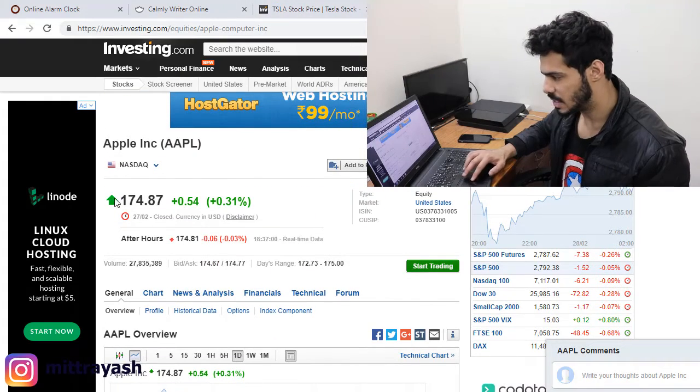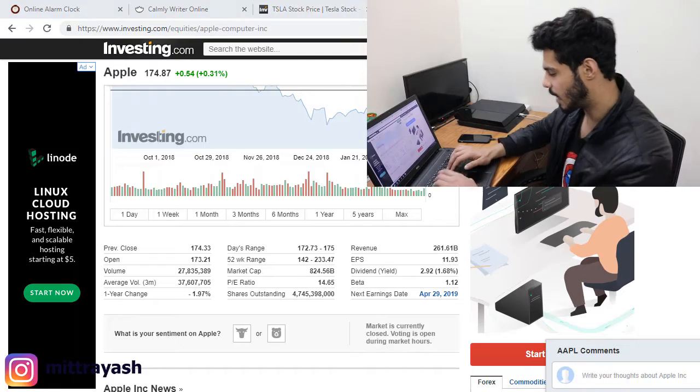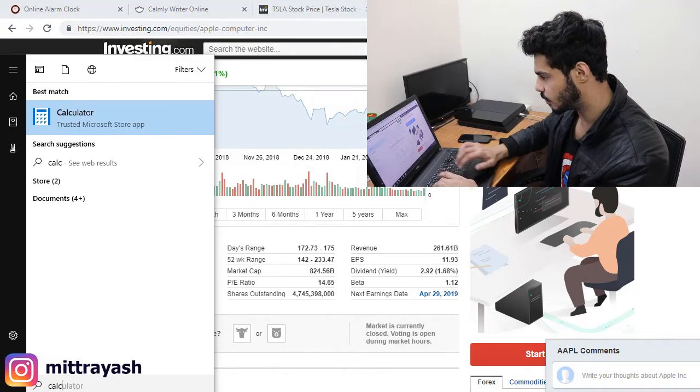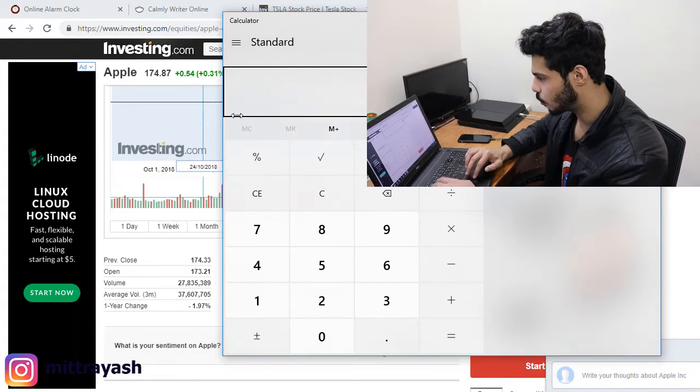And you can see that basically the price of the share is 174.87. So you can always just do a quick exercise and divide these. Let me actually do that for you. Calculator, let's pull that up and let's see the price. What is the price? It's 174.87, right?